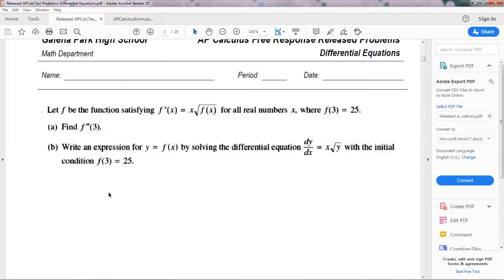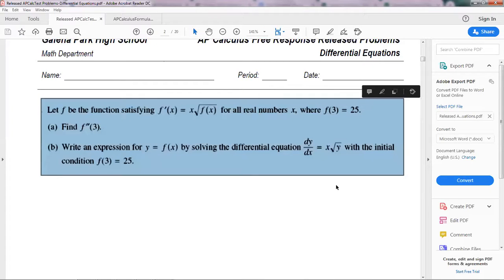Before I do something, remember, you need to find f double prime. So what do you have to do here? Get the derivative, and then you are going to use what? This condition, correct? Okay, go ahead. Try part A before I show you the answer.